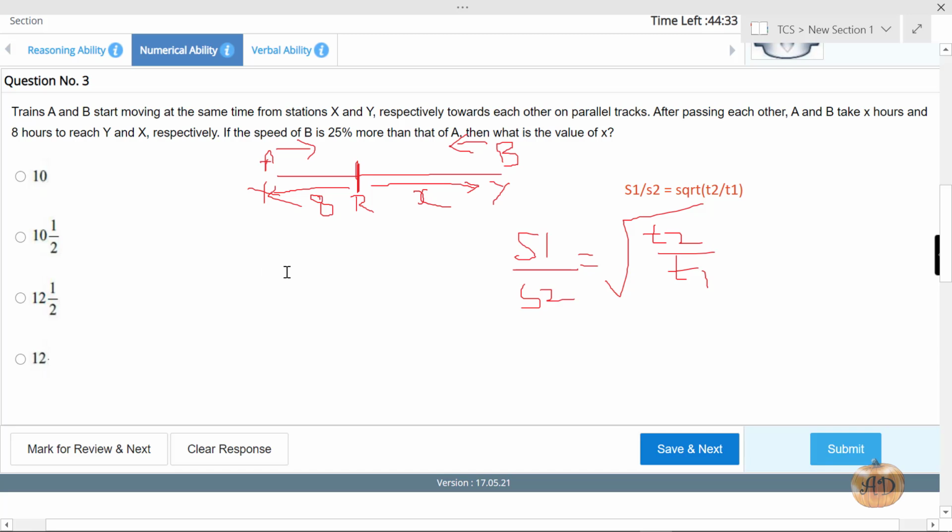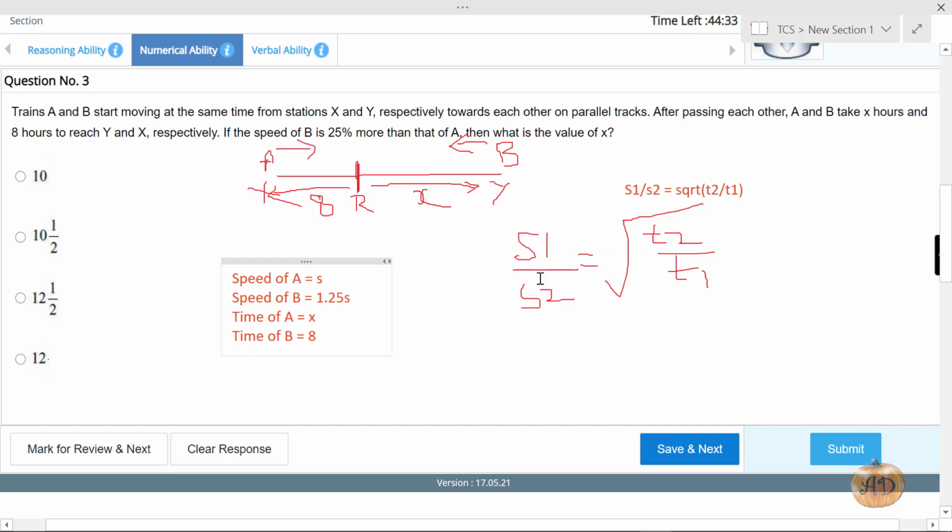So now we know the speed of train A is, suppose, S, and the speed of B equals 1.25 S. Why 1.25 S? Because it's written that the speed of B is 25% more. So when you calculate 25% more, you reach this. Now what is the time of A? Time of A is given as X, because you can see here that A and B take X hours and 8 hours. So A takes X and B takes 8 hours, and the time of B equals 8 hours.